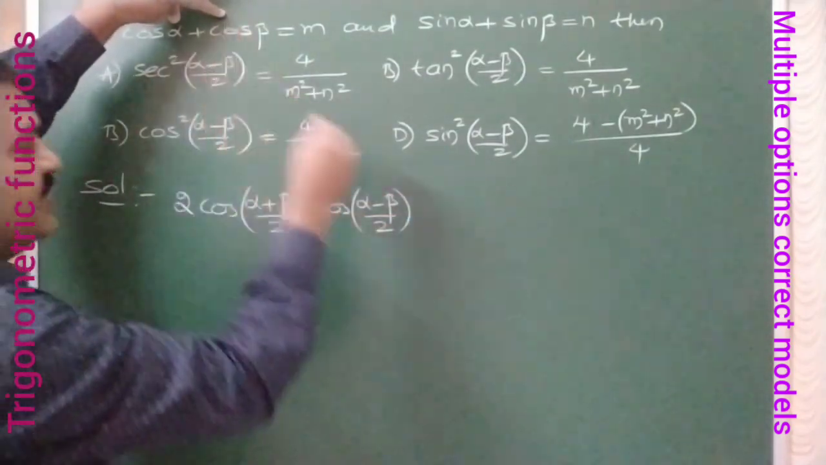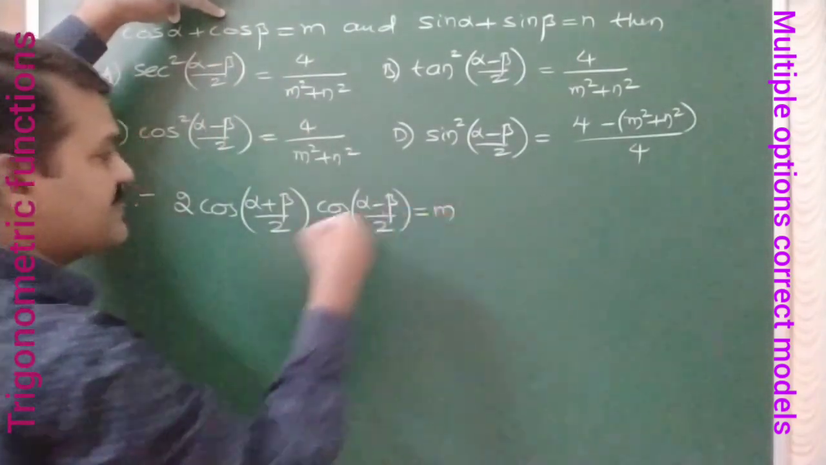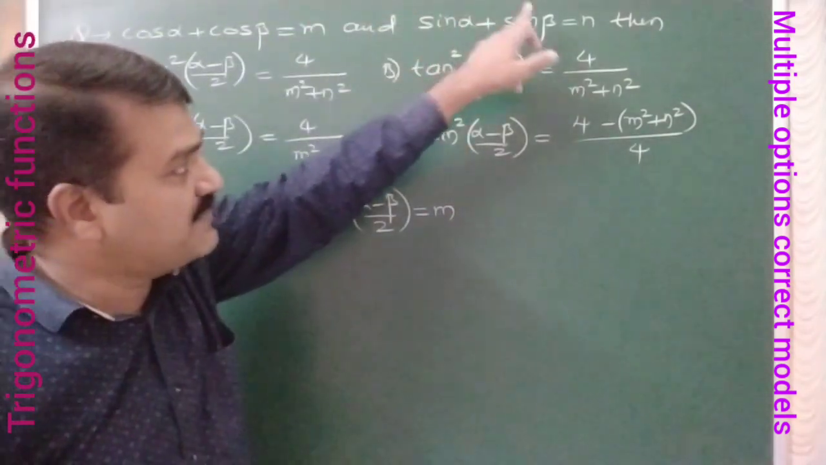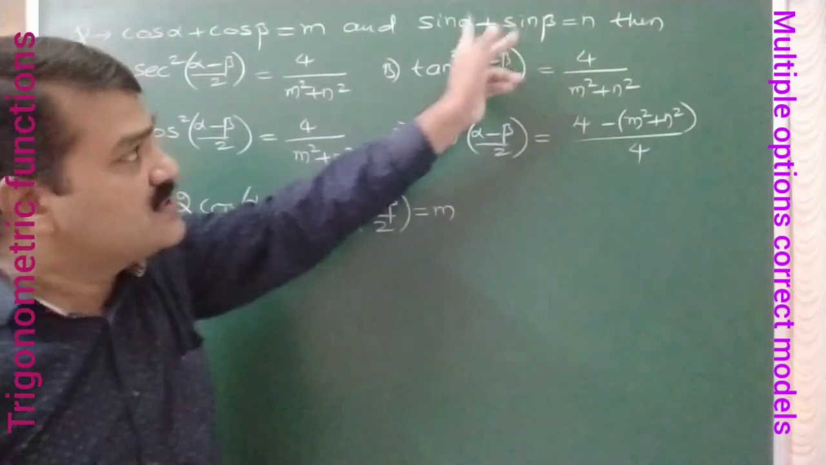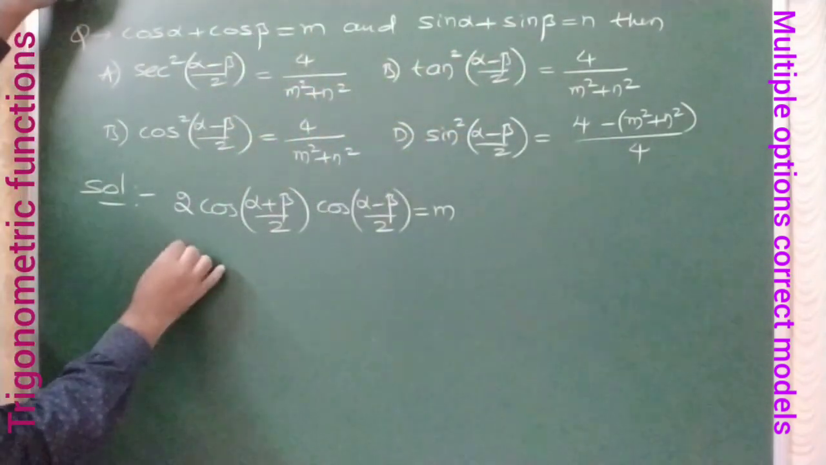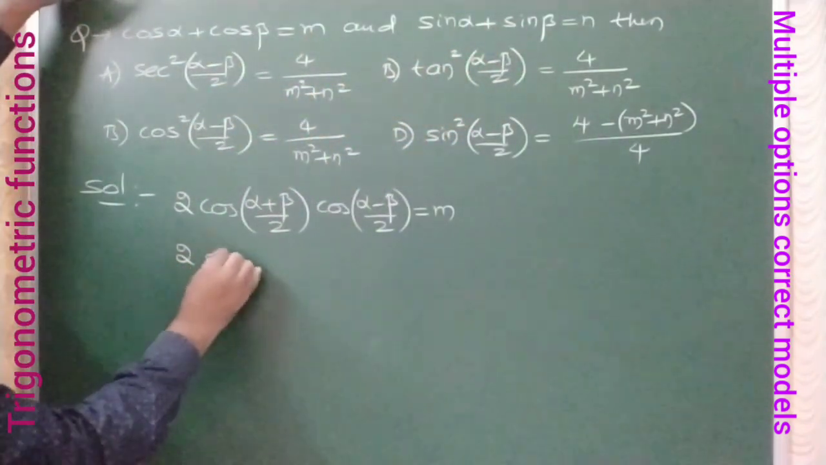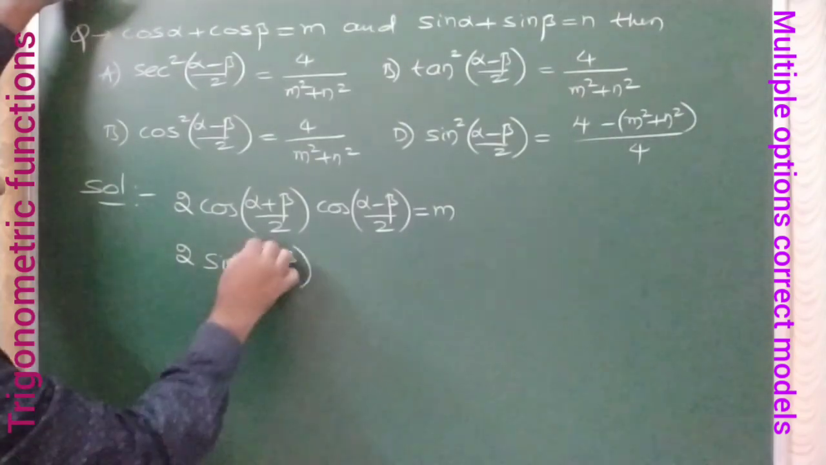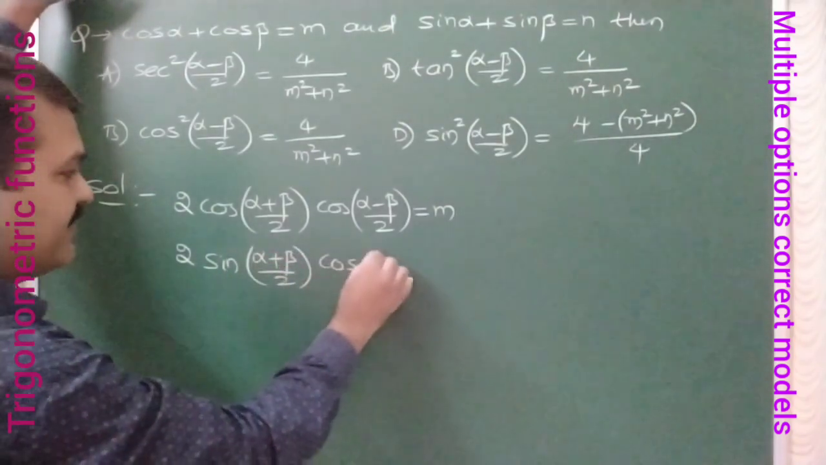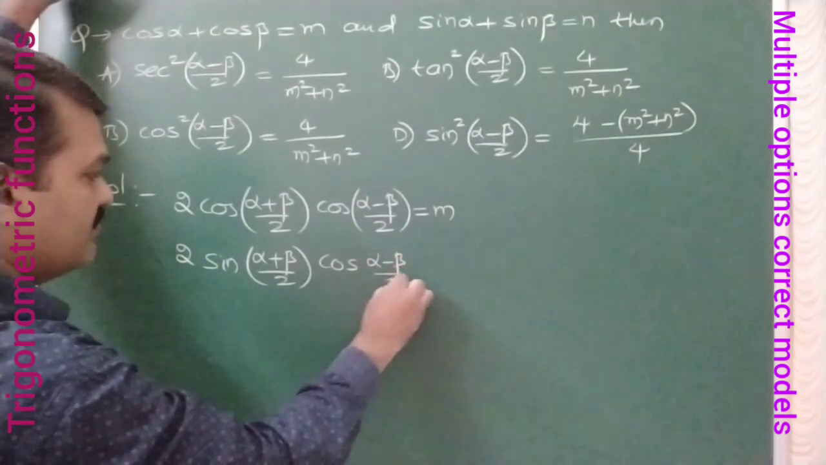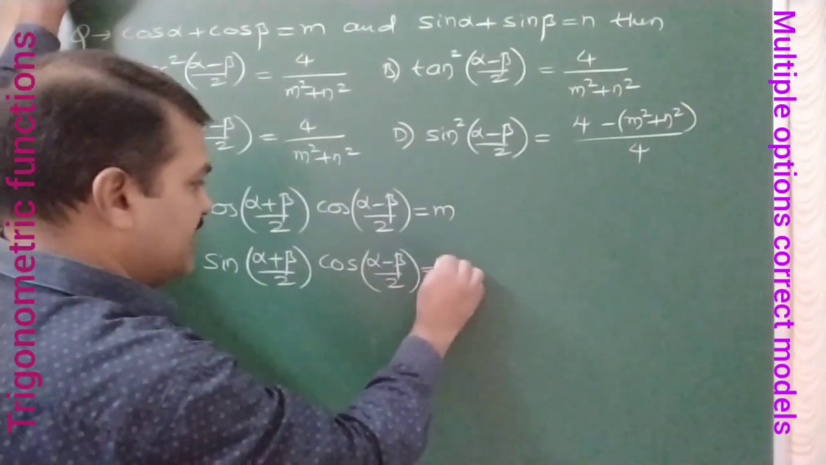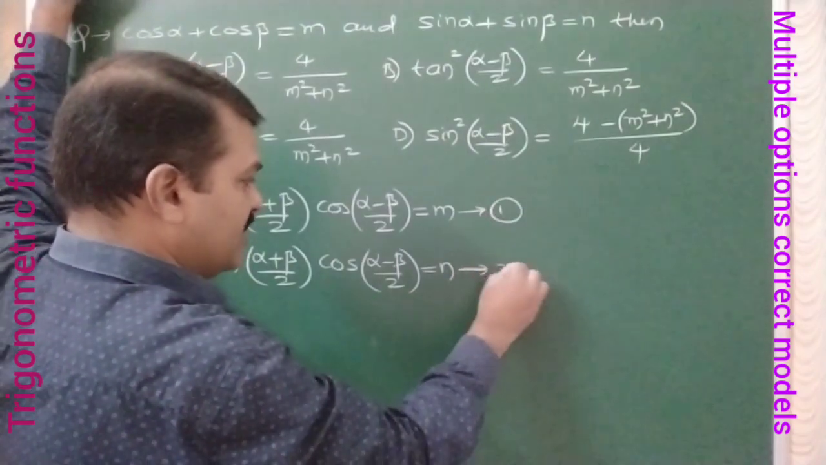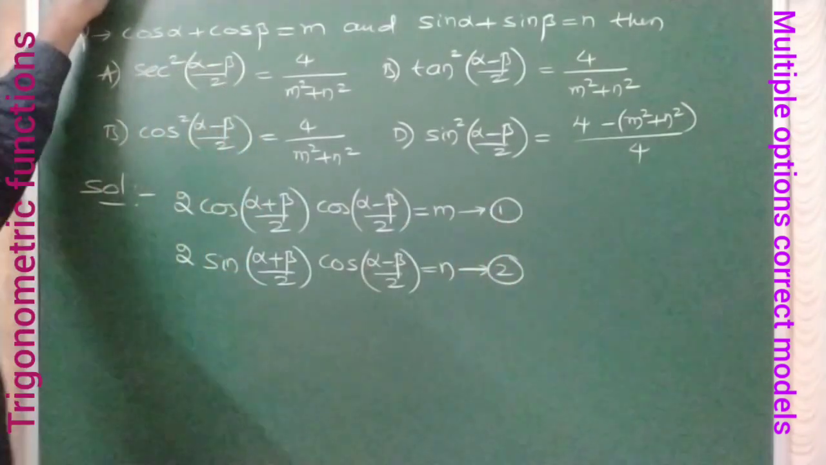So from the first equation, we will get it like this. Take the second equation now. This is sin C plus sin D, which we can write as 2 sin (C plus D)/2 into cos (C minus D)/2. So this is equal to n. For both the equations we apply transformation formulas.